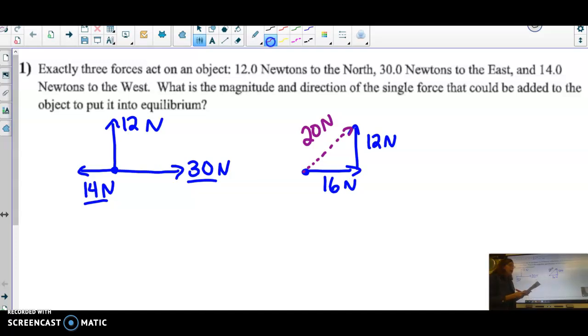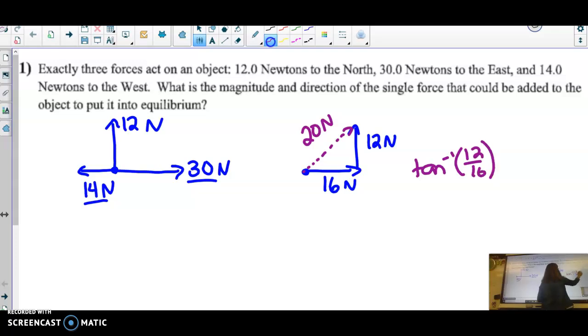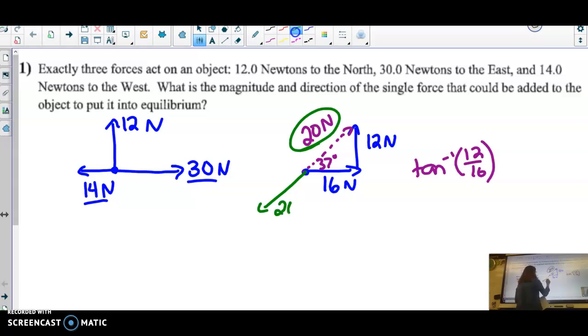But I also need to do the inverse tangent of 12 over 16, opposite over adjacent. That'll give me that this angle is 37 degrees. So right now as it is, those 3 forces would be pulling the object in this direction, but we want to make it equilibrium. So that means that our 4th force must be 20 newtons, but we want it to go in the exact opposite direction. So it would be 37 degrees below the horizontal, below the negative x-axis, and 20 newtons in size.